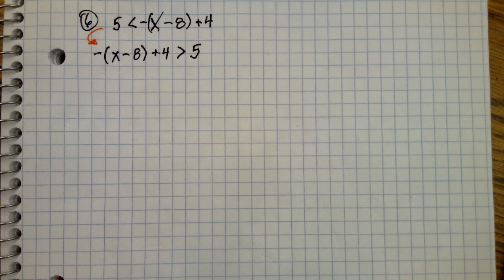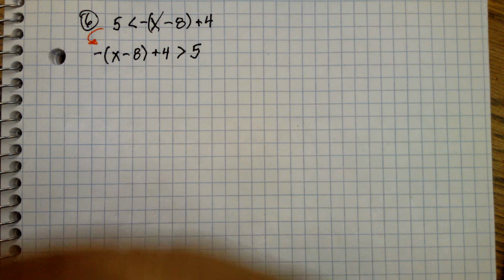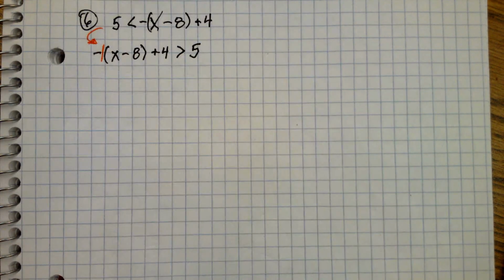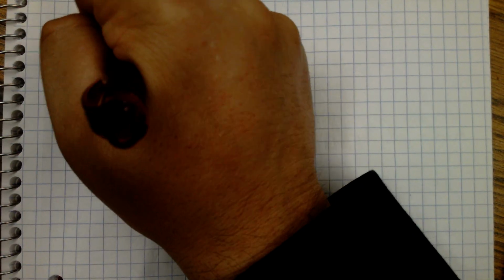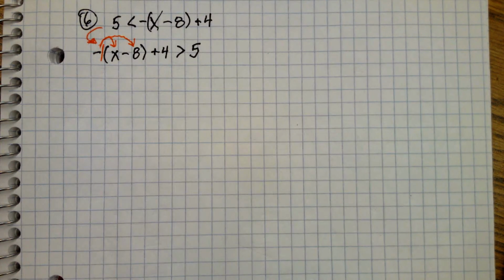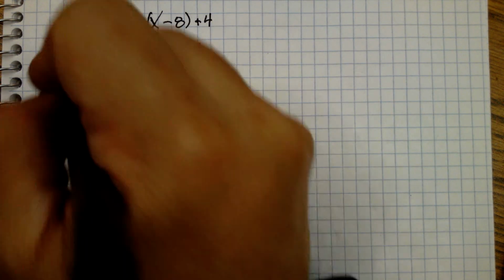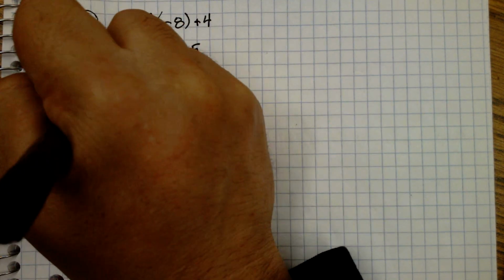Okay, now what's our first move? Yeah, distribute the negative sign. You could think of it as a negative 1 if you want. Either way, all it's going to do is reverse the sign on anything inside the parentheses. So negative x.